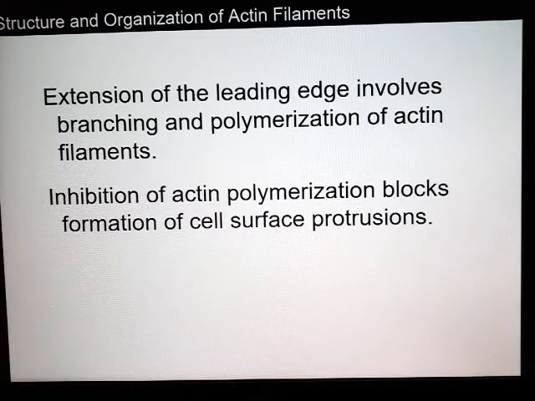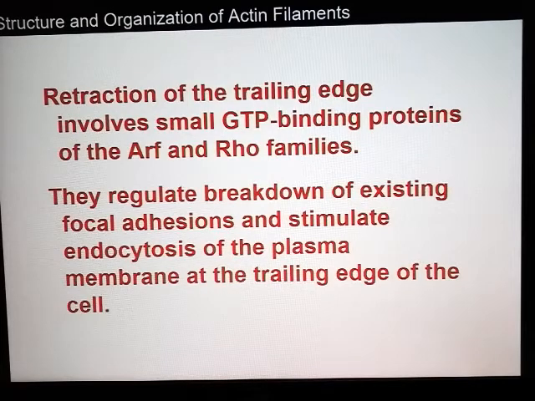So again, extension involves branching and polymerization of actin filaments, and if you inhibit the actin polymerization, that will block the formation of those particular protrusions. Another important fact to be aware of, guys, is that the retraction at the trailing end involves small GTP binding proteins called ARF and Rho families. And what they do is they regulate breakdown of existing focal adhesions and stimulate endocytosis of the plasma membrane at the trailing edge of the cell.